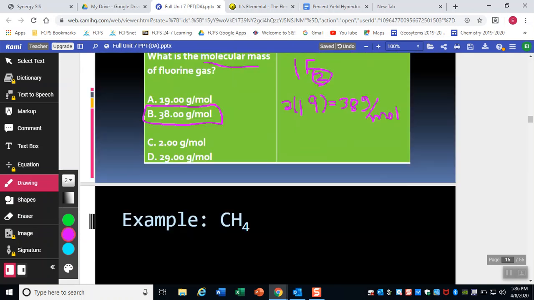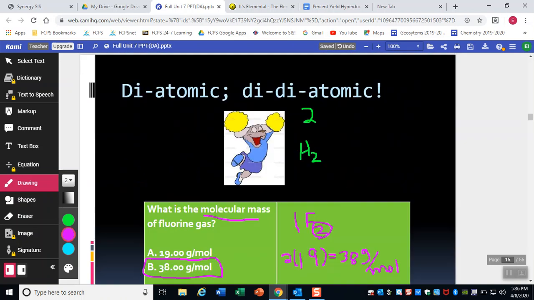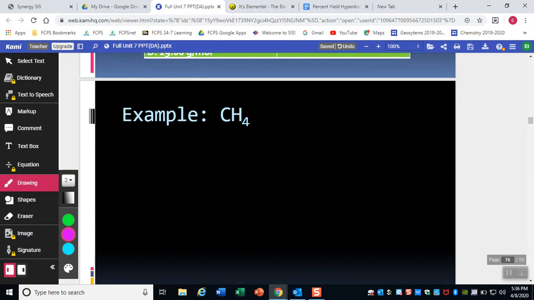Now I'm trying to find the molar mass of methane. I've got carbon and hydrogen, right?